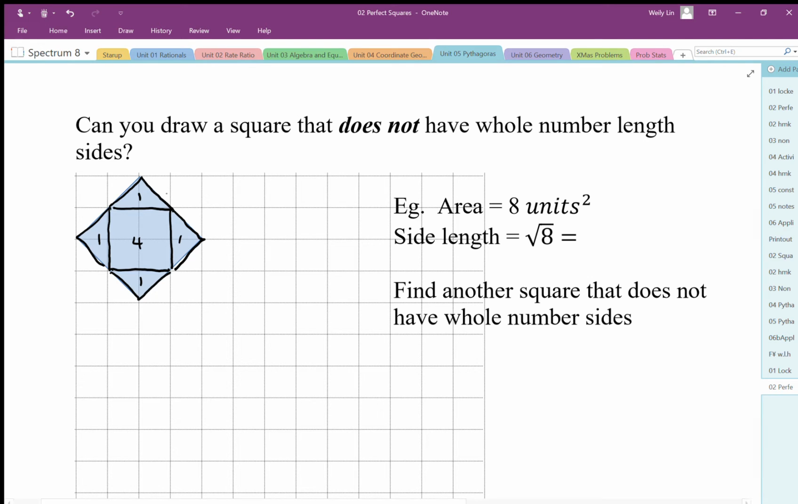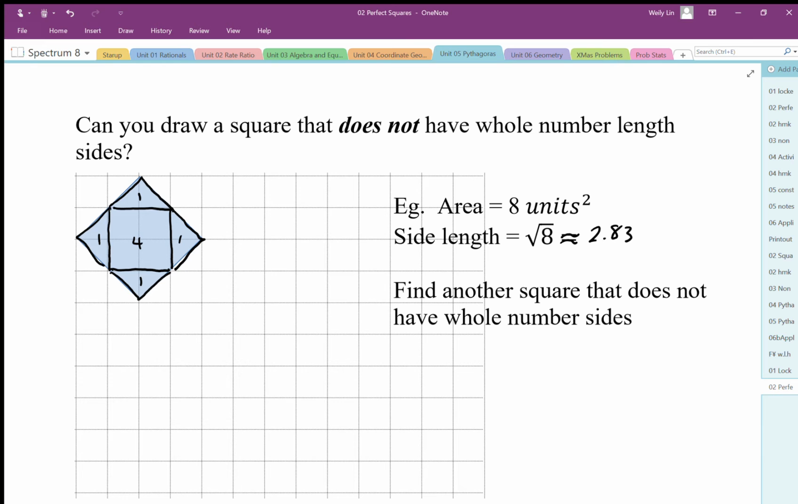So how do we write it? Well, if we want to keep it exact, we have to keep it as square root 8. We could approximate this and say it's approximately 2.8, about 2.83. So there are squares that are real squares but are not perfect squares, or don't have areas that match our perfect squares. So how do we find these?